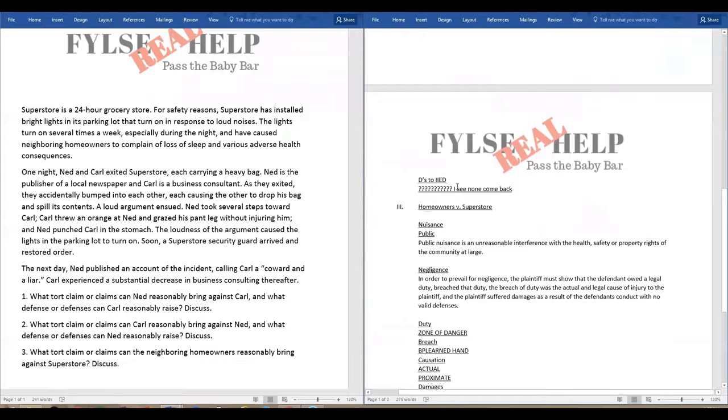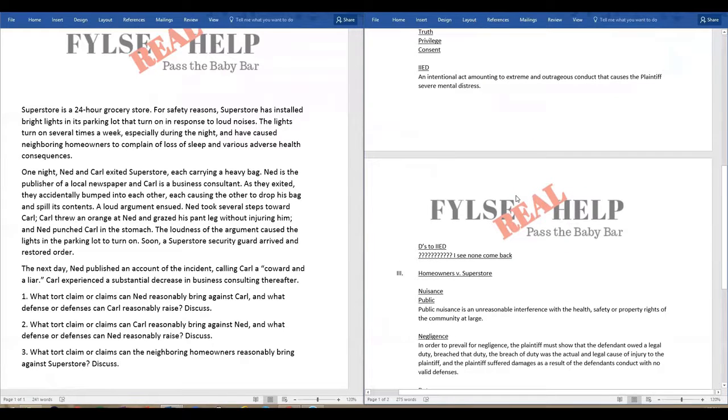One thing that I wanted to point out to everybody is, if you'll notice, under my IIED, I have defenses to IIED, and then I have a bunch of question marks, and I put, I see none, come back. The calls to the question specifically ask you what claims they can bring and what defenses the other can bring. So I identified IIED, but I wasn't sure what defenses I initially saw off the bat. And since it's very much a racehorse question, I just put a bunch of question marks there.